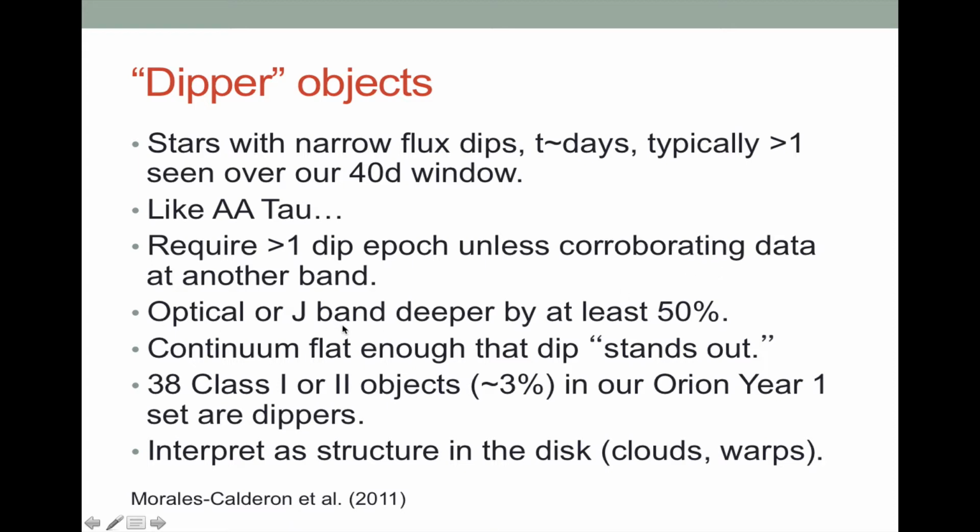We have to have optical or J-band, and it has to be deeper in optical or J-band by at least 50% than it is in IRAC bands. You have to have, in order to find it, a continuum that's flat enough that you can find the dip by eye. There are, in the end, 38 class 1 or 2 objects, which is about 3% of our sample, that are dippers. And we have interpreted this as structure in the disks, like clouds or warps in the disk, rotating into and out of view, temporarily occulting the central object.